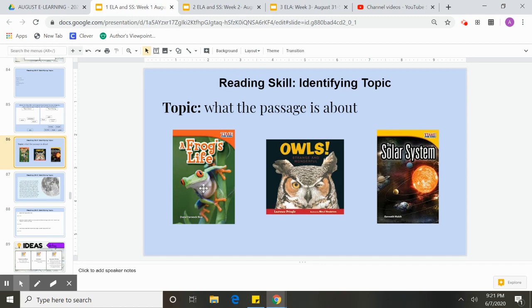This first book, I see a frog in the title, A Frog's Life. And I would say that one word topic would be frog. I see the second book, Owls, with a picture of an owl. And that helps me figure out the topic would be owl. Or I see this book says the solar system with pictures of planets. And I would say that that topic is the solar system.